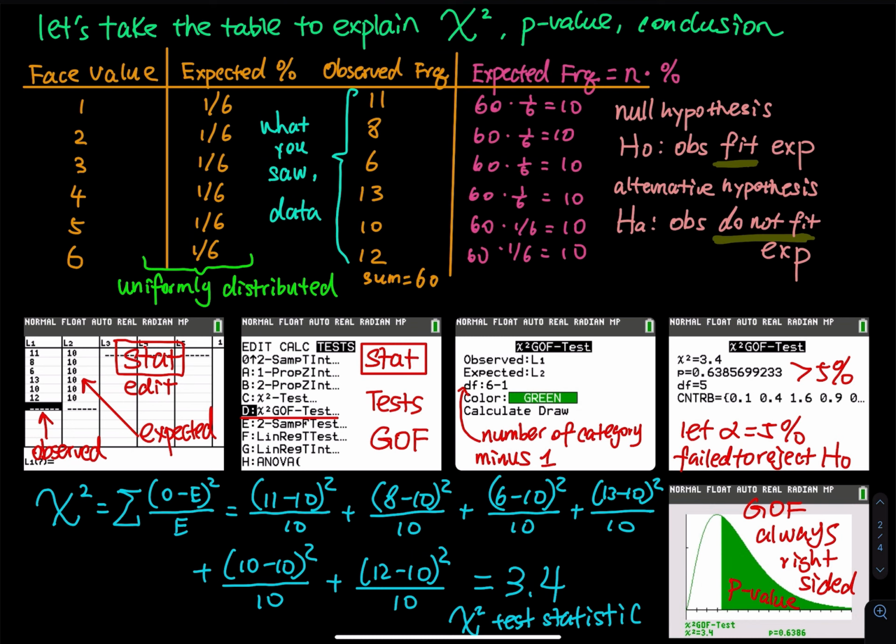I have six phases, right? Then you take 6 minus 1. That is called degree of freedom. I prefer to type 6 minus 1. When you hit the down arrow or the enter, they will do the math for you.